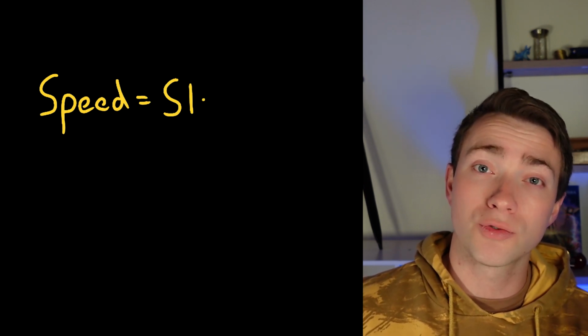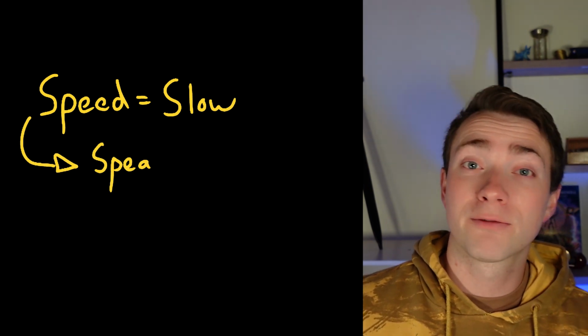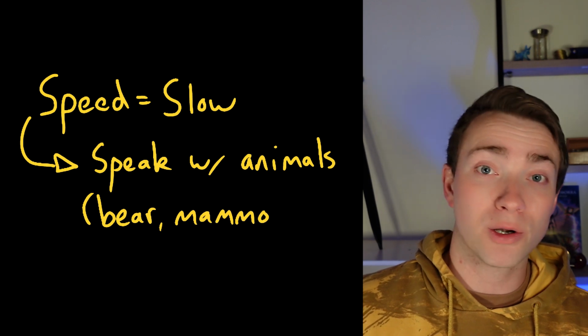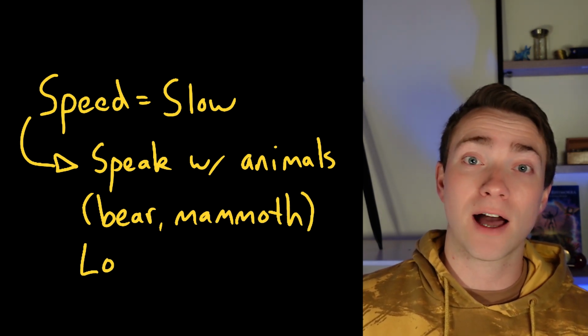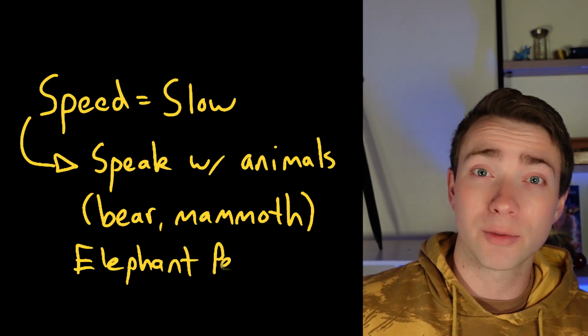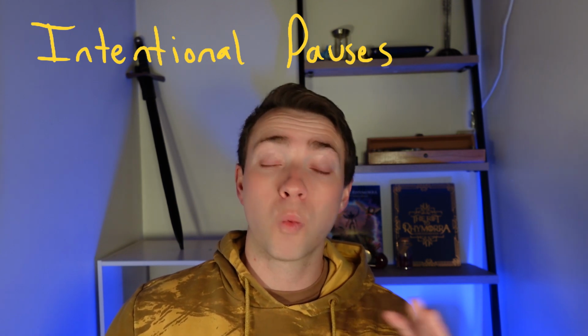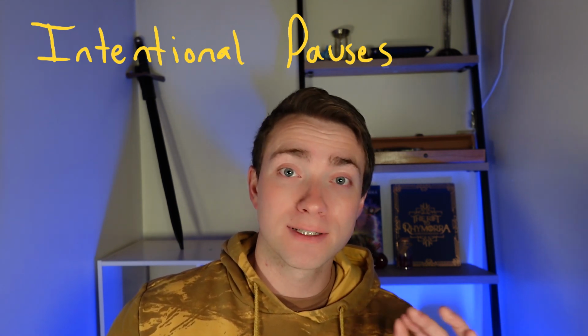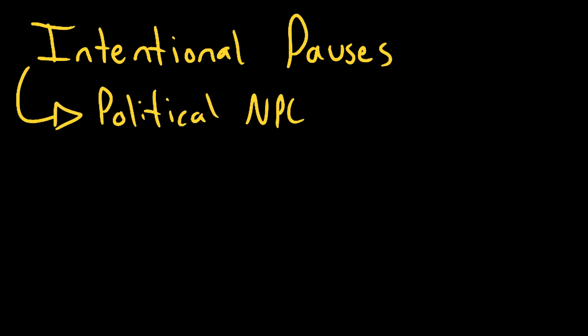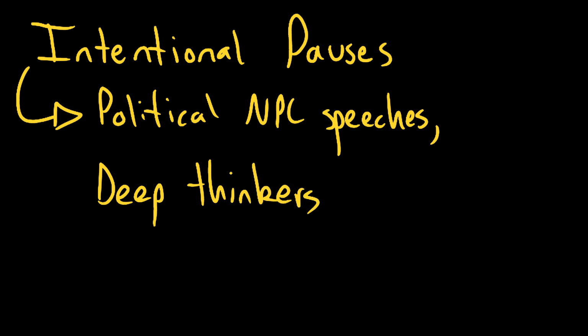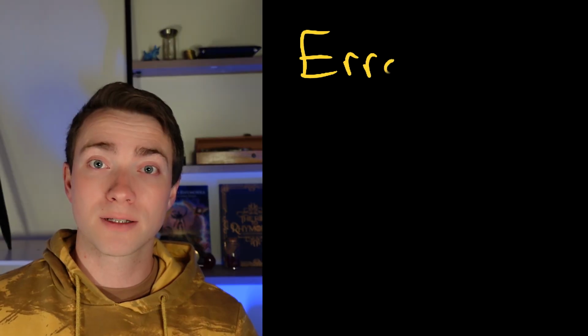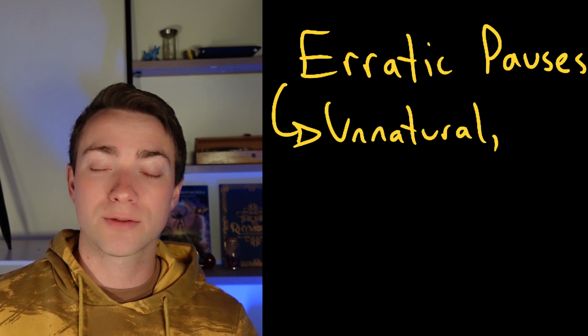Whereas other characters can really slow down their speech and draw out every word. This is perfect for speak with animals on larger creatures such as bears or mammoths, and if you have them in your setting for loxodons, elephant people. Or if a character uses pauses intentionally, it can add a lot of weight and suspense to every single word. This is great for political figures giving speeches or for NPCs that are very contemplative or deep in thought. Of course, pauses can be used erratically to give the effect of unnatural speech like with a warforged or construct.